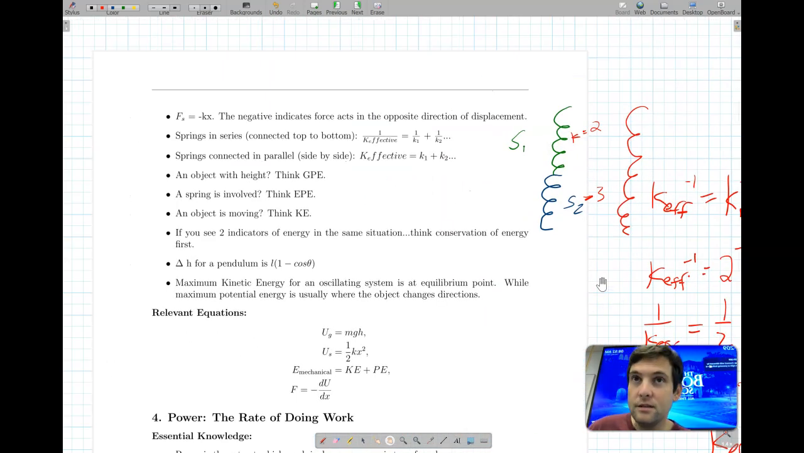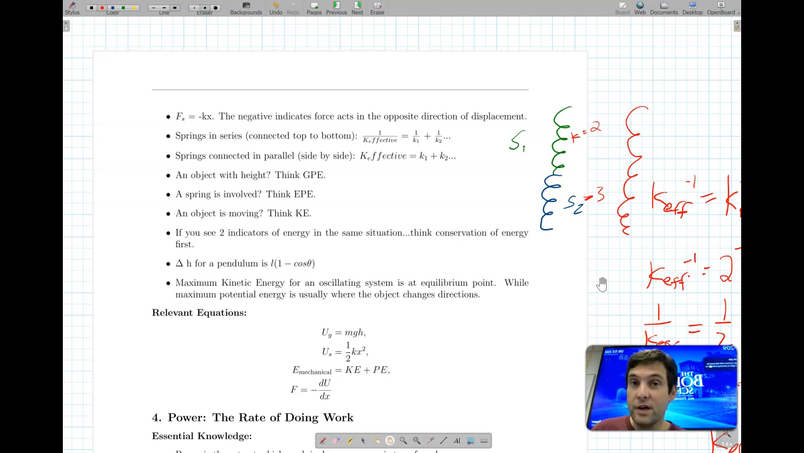If an object has a height, instantly think gravitational potential energy. If it has a speed or it's moving, think about kinetic energy. I would prefer that you think about kinetic energy before you think about kinematics, just because kinetic energy is a lot more useful and is more broadly applied. Kinematics, you have that constraint of needing acceleration or force to be constant. No constraint in using kinetic energy.